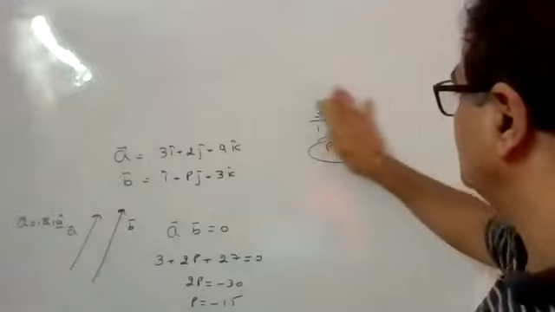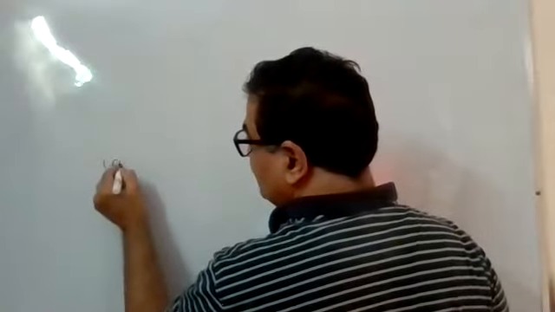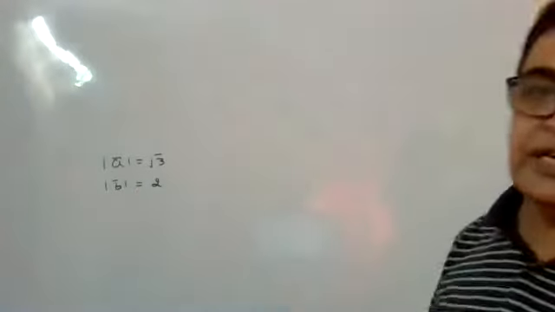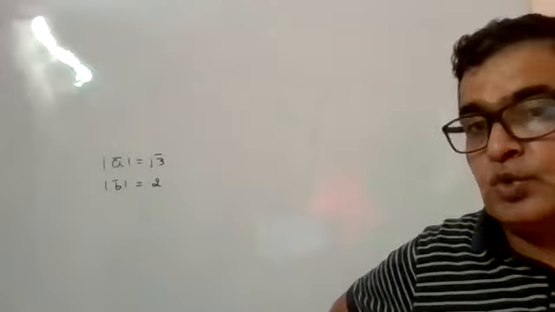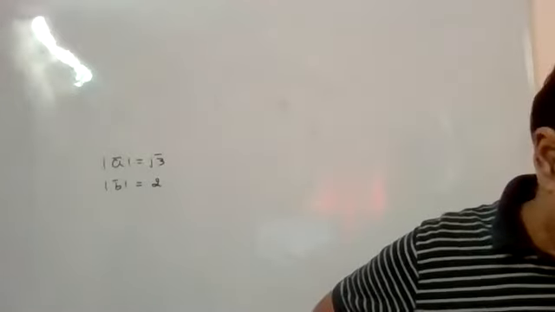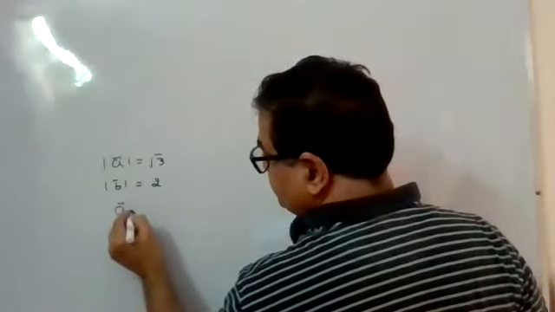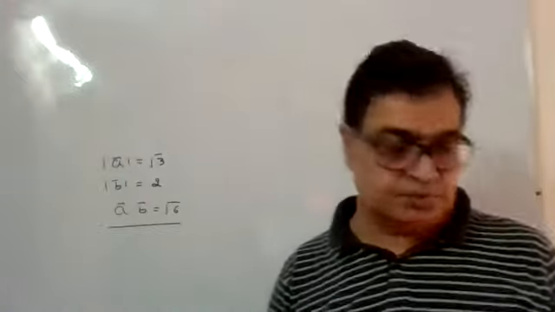Find the angle between the two vectors A and B, which have magnitudes root 3 and 2. Two vectors are there, and you have to find the angle between them. One of the vectors has magnitude root 3, another has magnitude 2, and A dot B is given as root 6. Please find out what is the angle between the two.